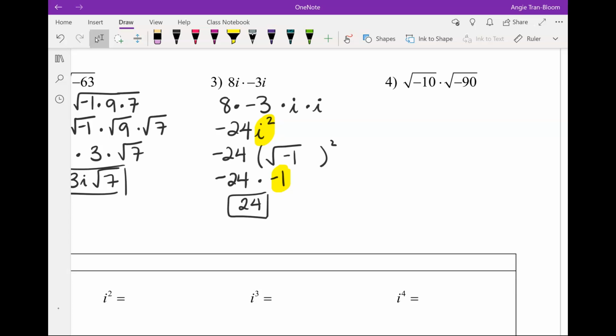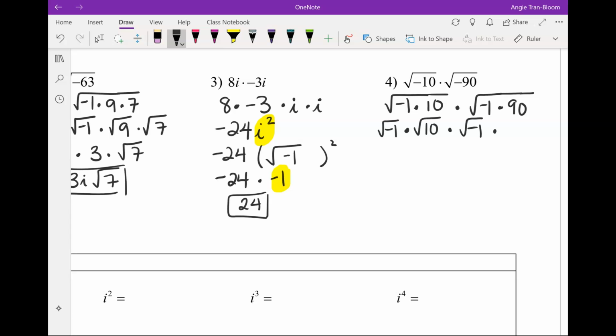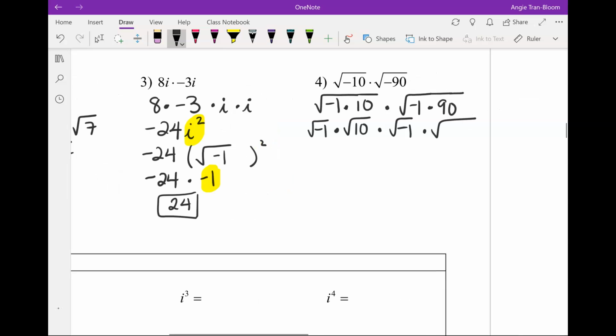Okay. Next one. What do you think you tend to do on example 4? Yeah, but that's not the way that you should go about it. If you see a negative under the radical, you have to write it in terms of negative 1 times a positive 10. What you want to do is simplify your i's first. Can I break this down to square root of negative 1 times square root of 10 times square root of negative 1 times square root of 90?